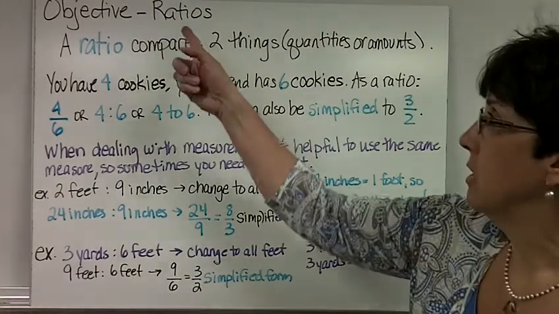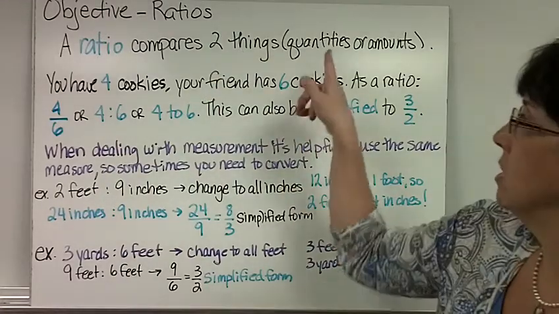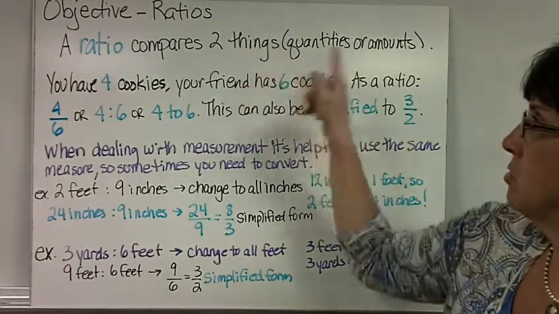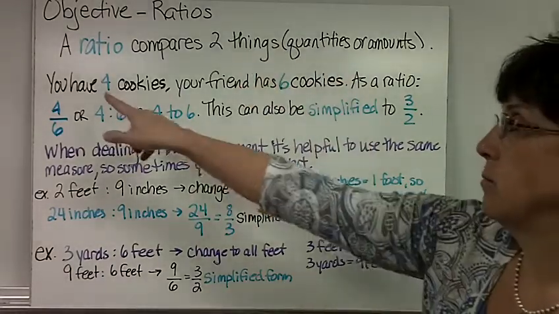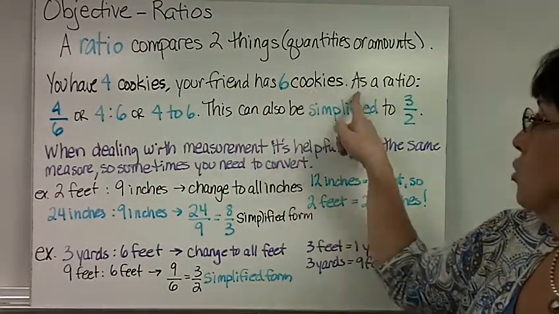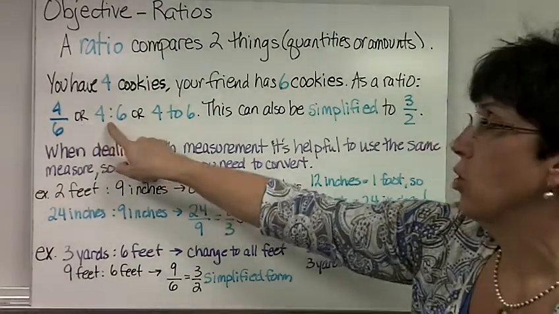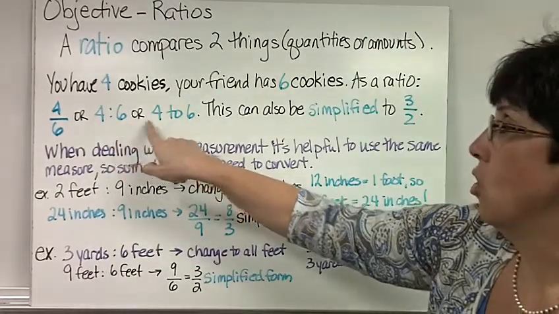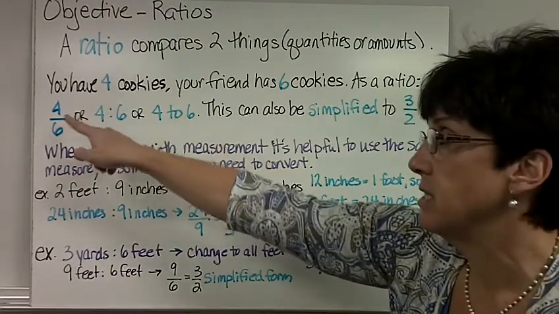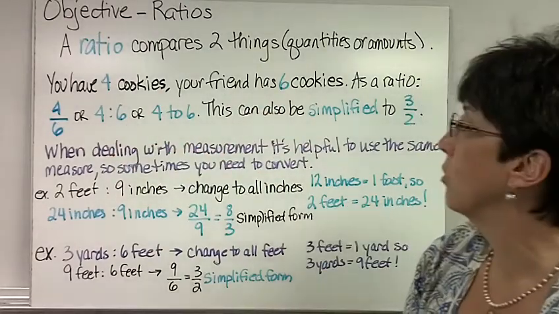Today's objective is ratios. A ratio compares two things, okay? Quantities or amounts. Really it says quantities, but if you just know that it compares two things, you'll know what a ratio is. For example, you have 4 cookies, your friend has 6 cookies. As a ratio, you could write it as a fraction, 4 to 6, with a colon, 4:6, or with the word "to," 4 to 6. But notice every time I read it, I said 4 to 6. And because it was both cookies, I didn't have to write the words, okay?